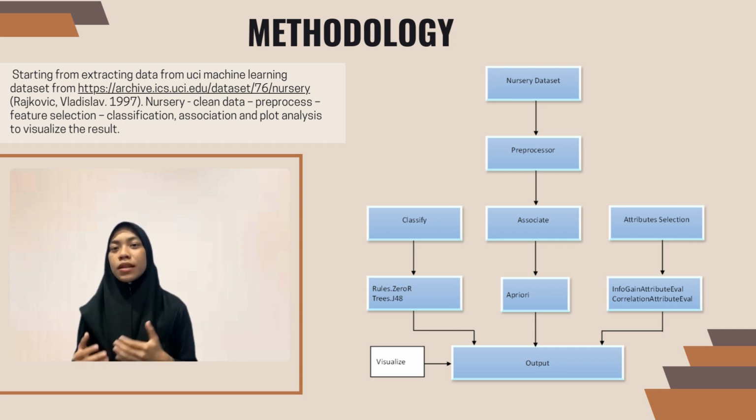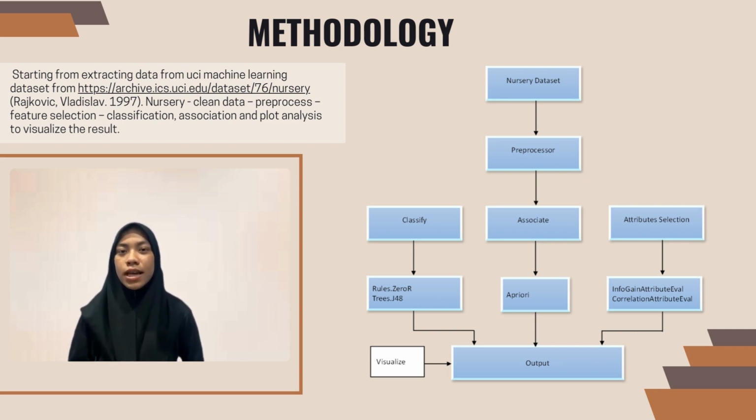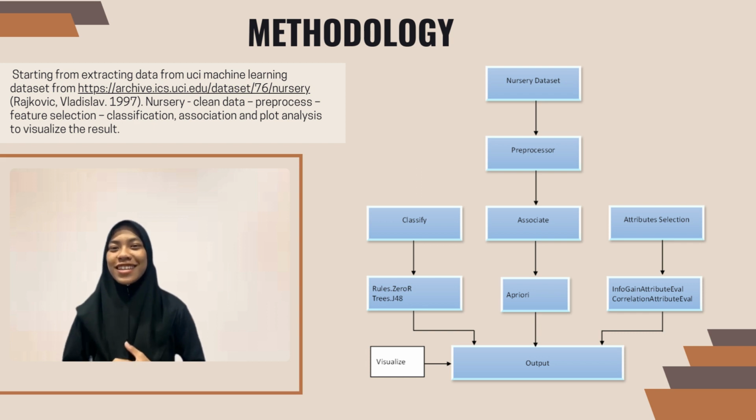The process typically consists of 4 main steps: setting objective, data gathering and preparation, applying data mining algorithm, and evaluating the result. The classification is performed using a rules group with ZeroR and a trees group with the J48 algorithm. The author used info-gain attribute evaluation and correlation attribute evaluation for association and attribute selection, and this step was used to plot the analysis and visualize the result.